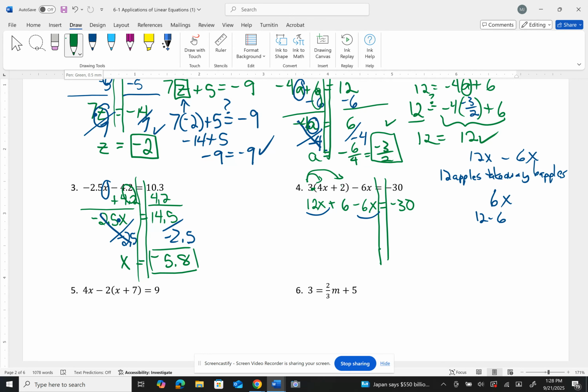And if it was 12x, but then minus 6y, like if it were this, I didn't make that look like a y, and I meant to, minus 6y, these are not like terms. You can't put them together. It's like 12 apples, but I'm trying to take away 6 oranges. So I couldn't do that. That would be fully simplified.